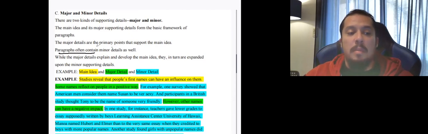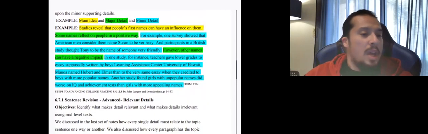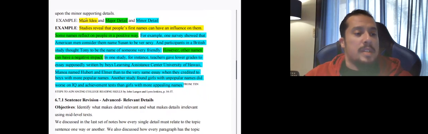Paragraphs often contain minor details as well. While the major details explain and develop the main idea, in turn, they are expanded upon with minor supporting details. So it gives me a topic sentence, then a major detail, then a minor detail. So let's see an example, right? I made the topic sentence, the main idea, in yellow, major detail in green, minor detail in blue. I want you to see the difference between them, because understanding this helps us determine the answer.